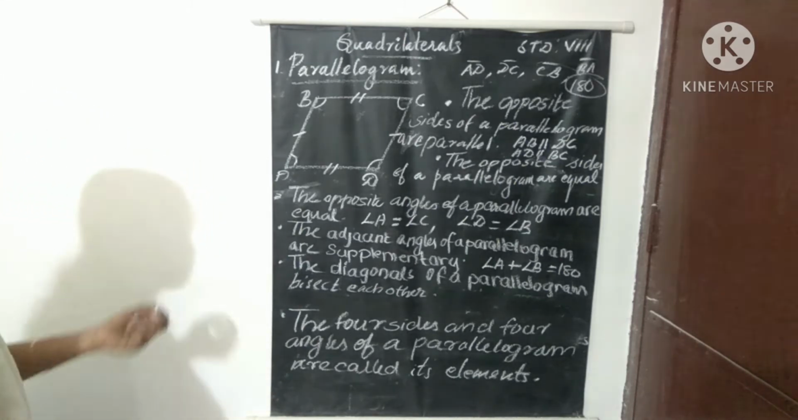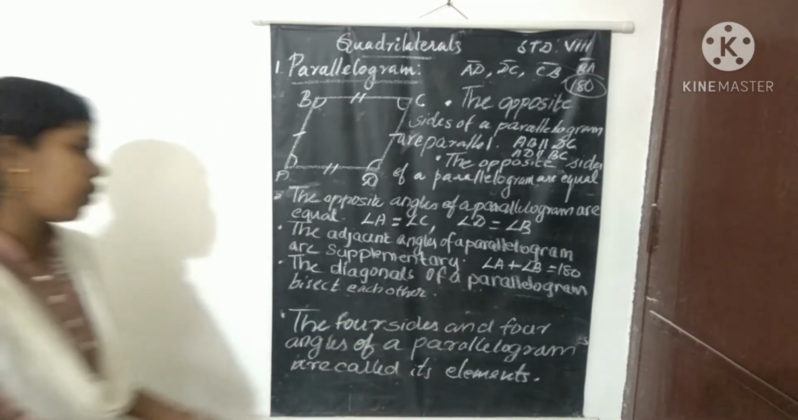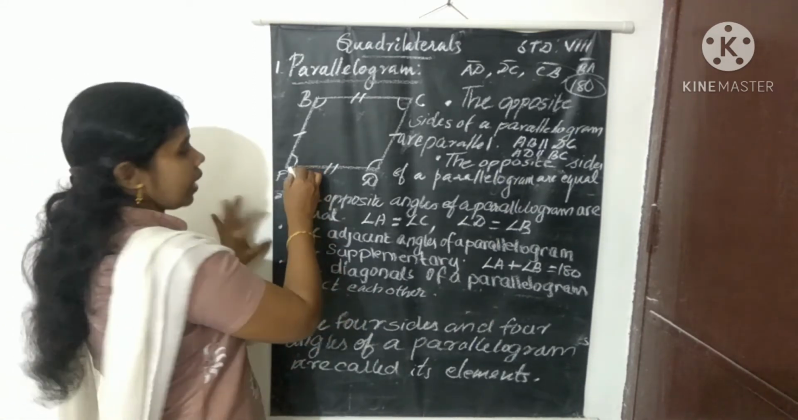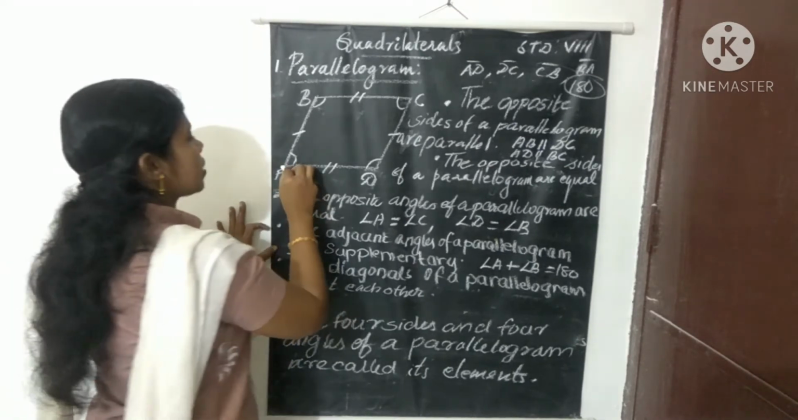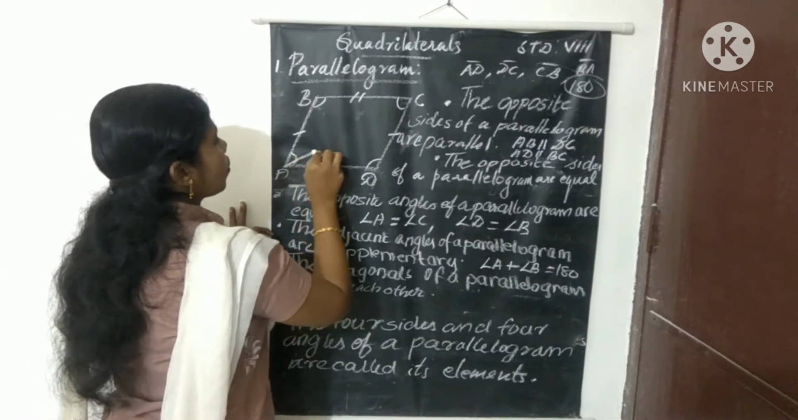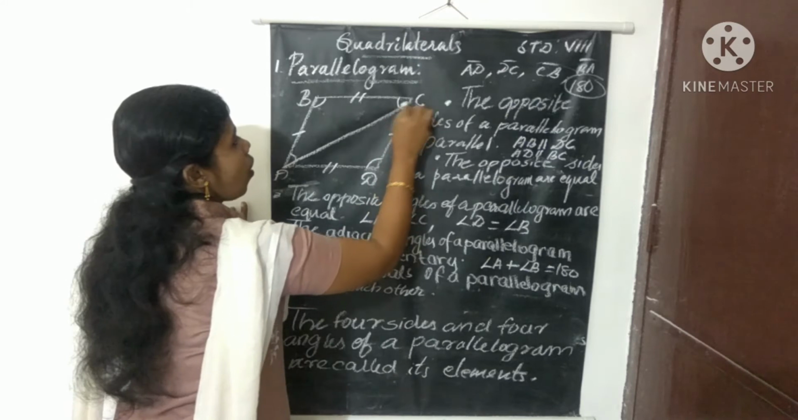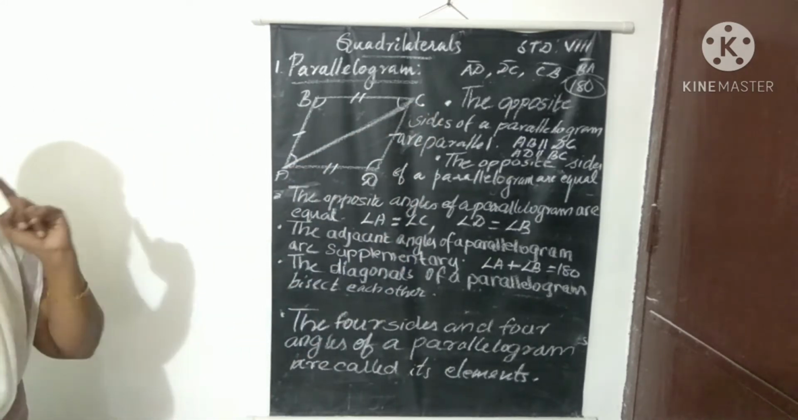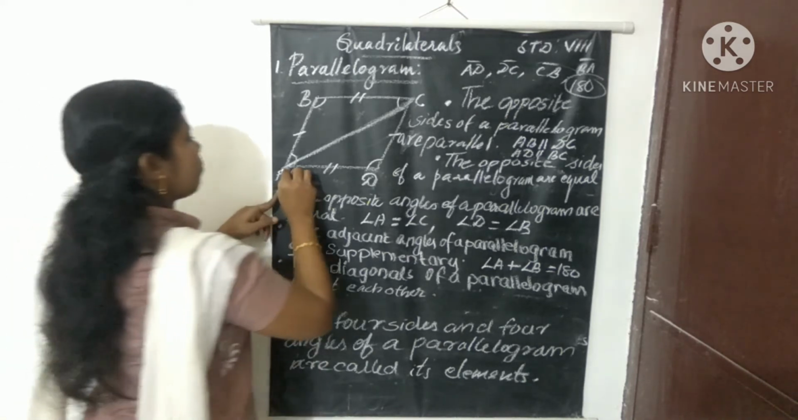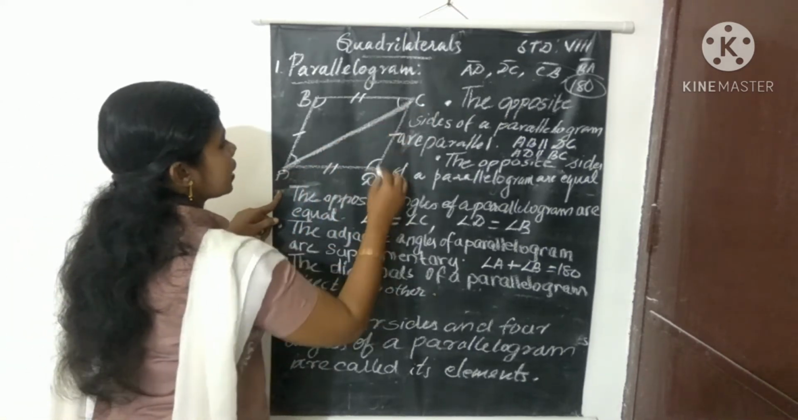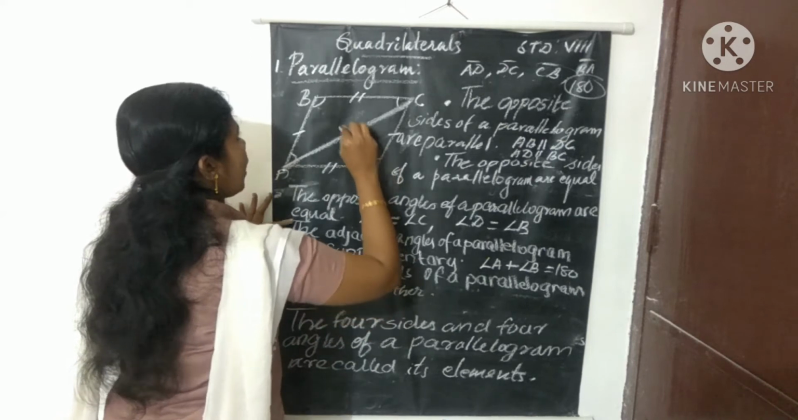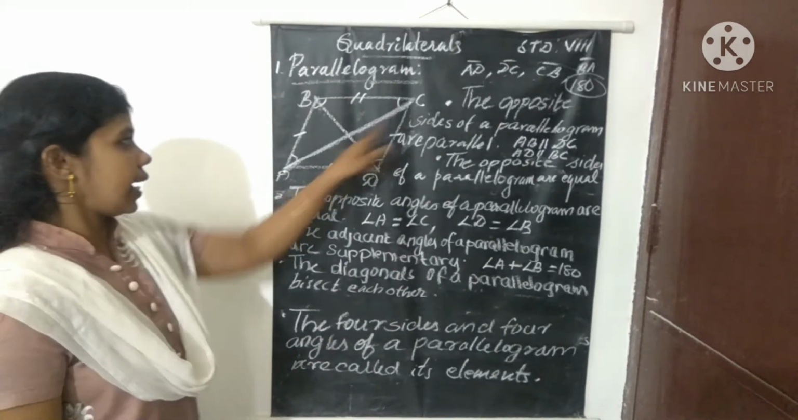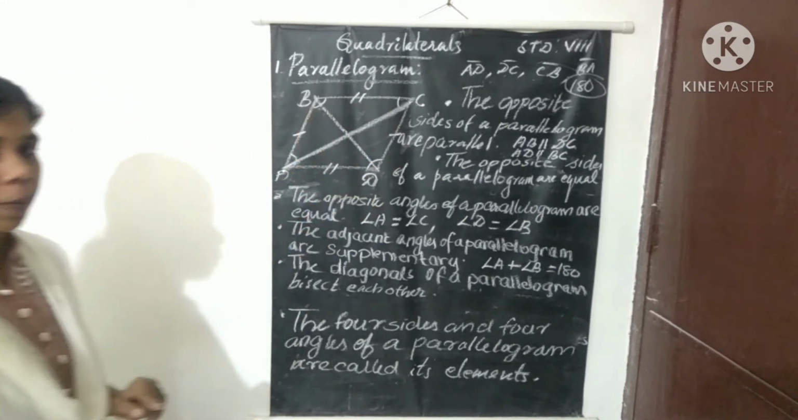Next property: the diagonals of a parallelogram bisect each other. What is meant by diagonal? How can we draw a diagonal? A diagonal is a line segment drawn to opposite vertices. So first diagonal, then second diagonal.